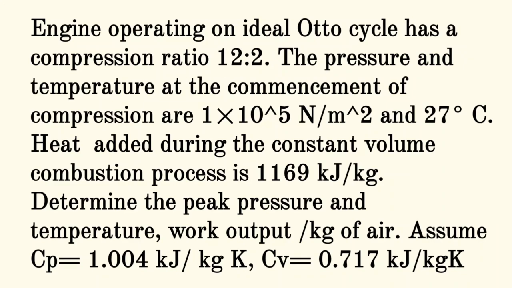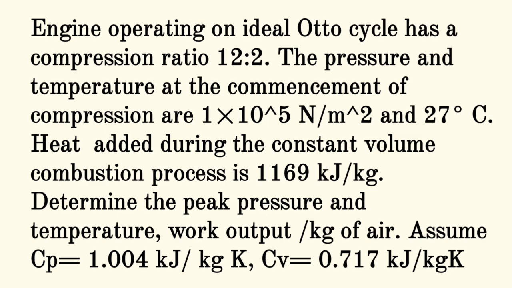Given question: an engine operating on an ideal Otto cycle has a compression ratio of 12:1. The pressure and temperature at the commencement of compression are 1 × 10^5 N/m² and 27 degrees Celsius. Heat added during the constant volume combustion process is 1169 kJ per kilogram. Determine the peak pressure and the temperature.